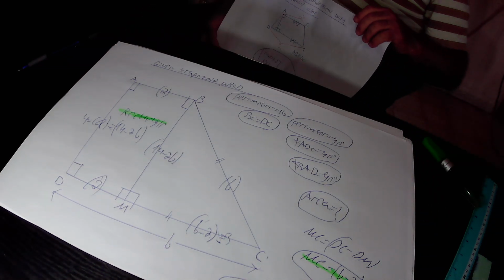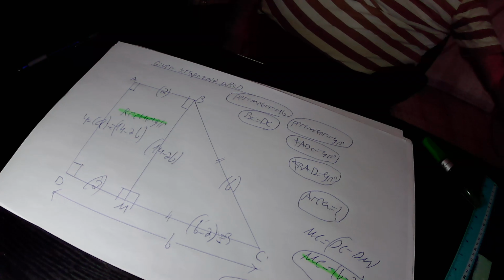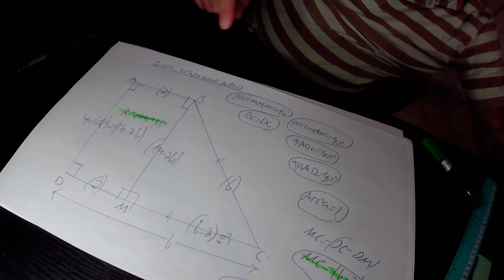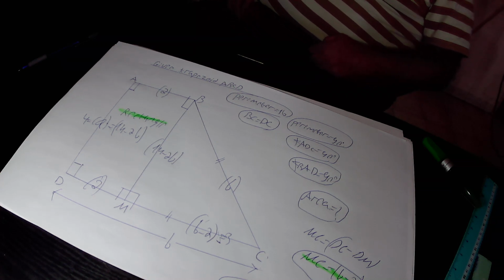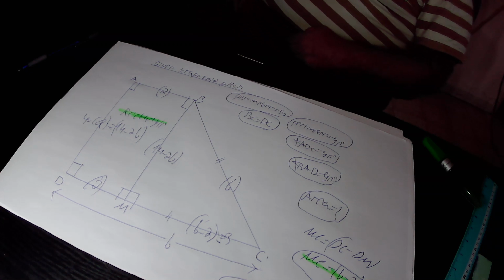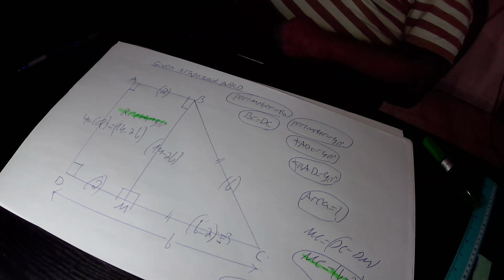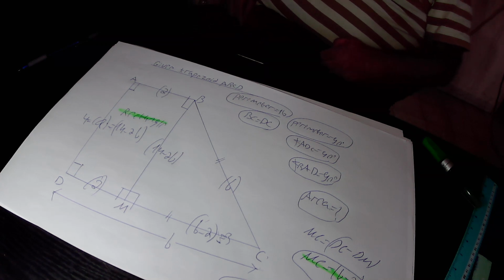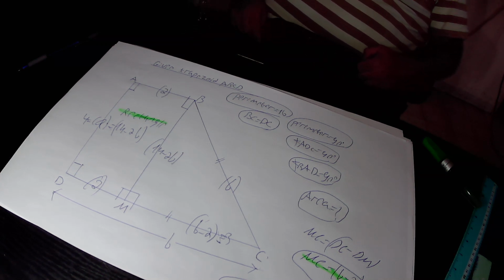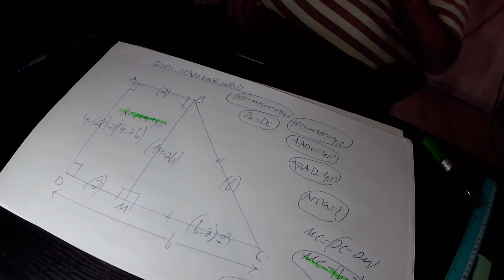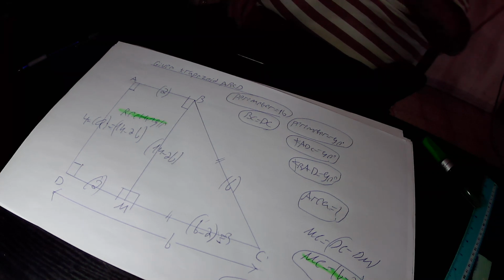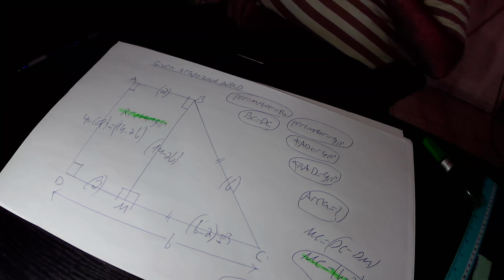So, in this first question, our mission is to find out the area of this trapezoid ABCD. It is given in the question that the perimeter of this trapezoid ABCD is 16. That is to say, what is a perimeter? A perimeter is the sum of the lengths of all the sides of this trapezoid ABCD. Again, the sum of the lengths of all the sides of any trapezoid is equal to its perimeter.